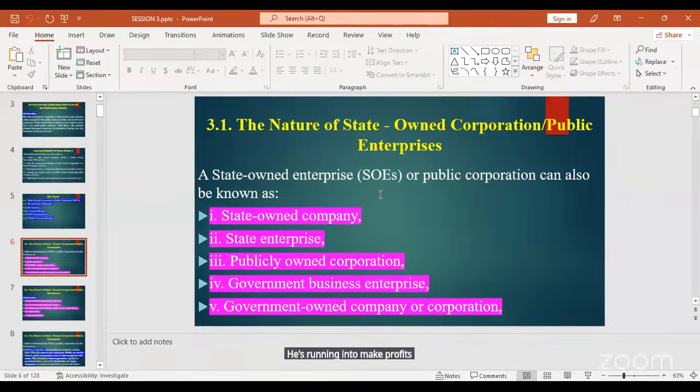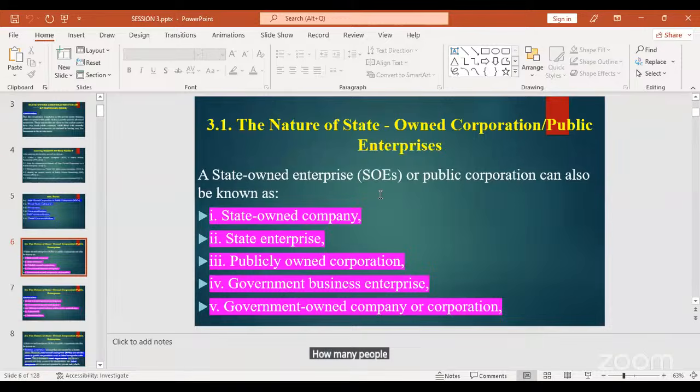So essentially, government runs corporations in order to make welfare available and affordable to as many people as possible. How many people can afford the bill of private hospitals? How many people?